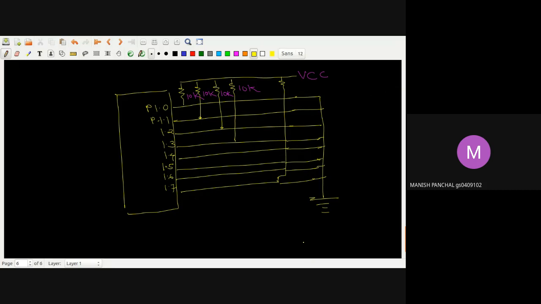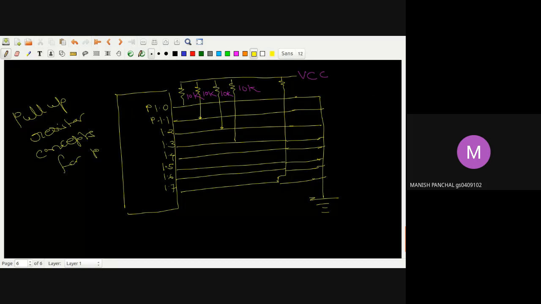Clear? Okay. So this is called the pull-up register concept for port 1. Why are we using this pull-up? Because we have to avoid the floating condition. What will happen with floating?